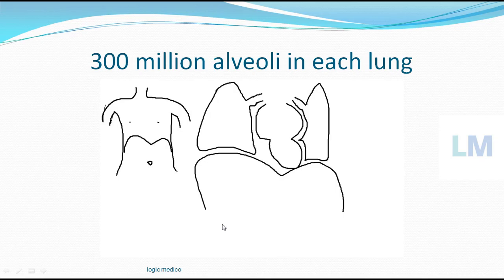There are 300 million alveoli in each lung. We have two lungs, right and left, each hemiconical in shape. Within each lung there are 300 million alveoli present, with most of it reserved. We are using only one third of it during normal respiration.